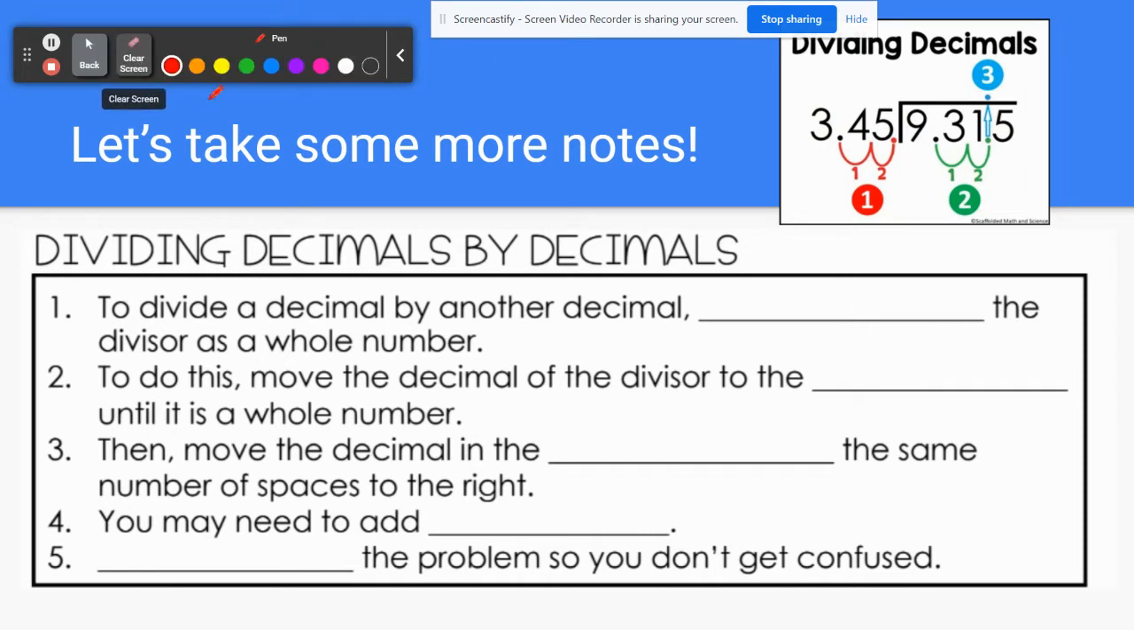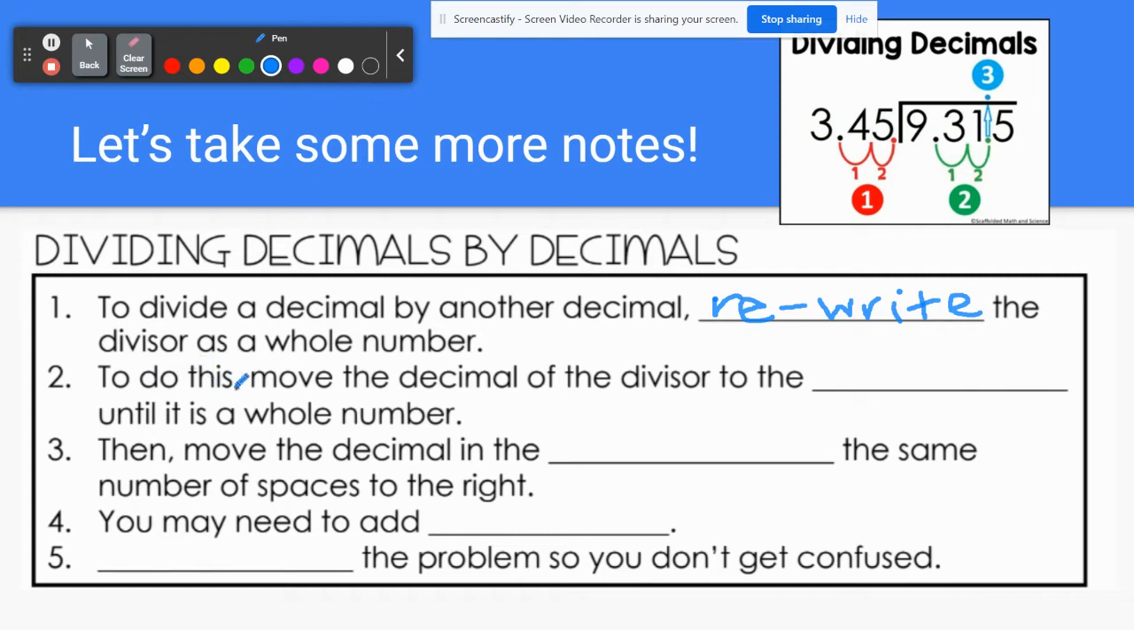So, dividing decimals by decimals. Step 1: to divide a decimal by another decimal, we are going to rewrite the divisor as a whole number. Rewrite. So we need to take our divisor and make it into a whole number. So that brings us to step 2.